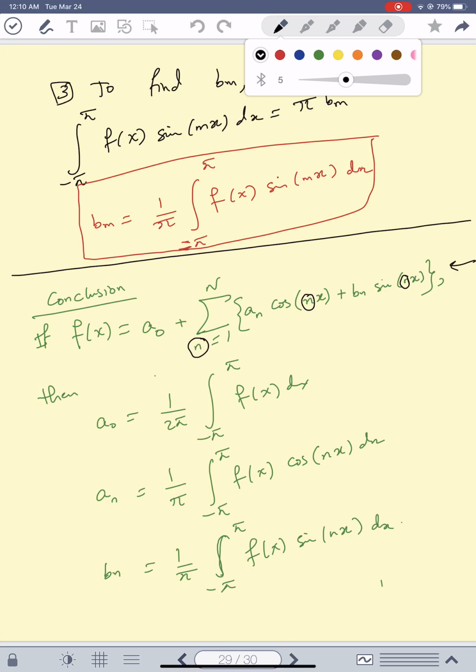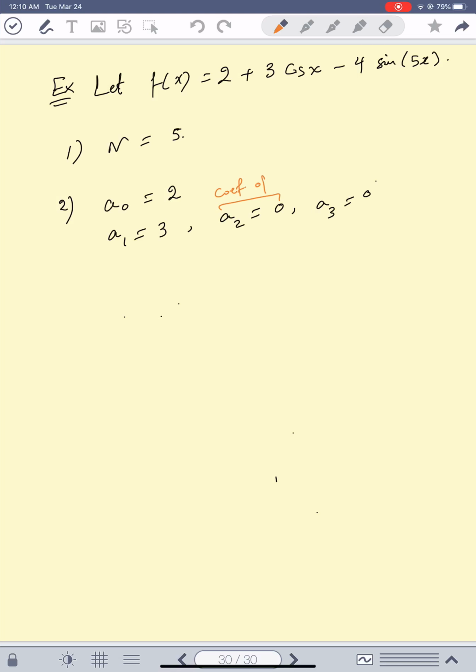That's the coefficient. Let's write them, okay? So this thing is the coefficient of cosine 2x. We don't have it. a3 is the coefficient of cosine 3x. We don't have it, and so on. So if you agree, all the other a's are zeros. Now, what about the b's?